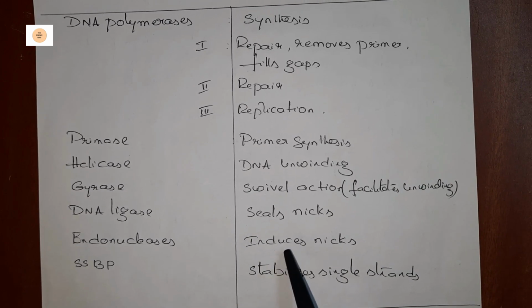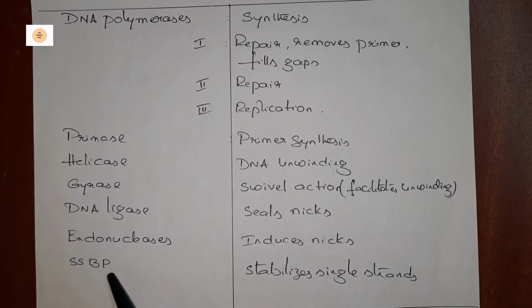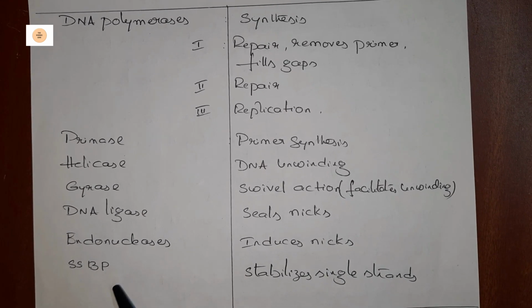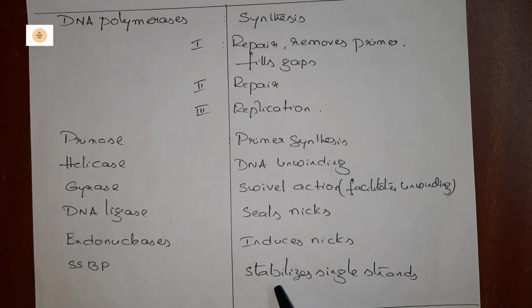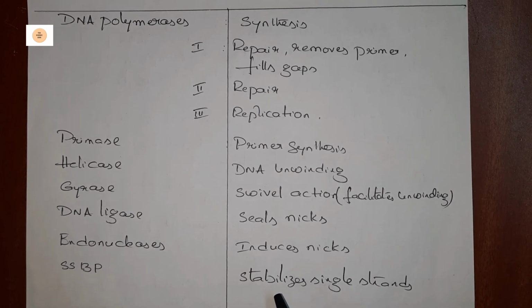Endonucleases induce nicks. SS binding proteins, single stranded binding proteins, which stabilize the single strands. That means these proteins bind to the single strands, and likewise they will stabilize the single strands, which prevents them from reuniting.